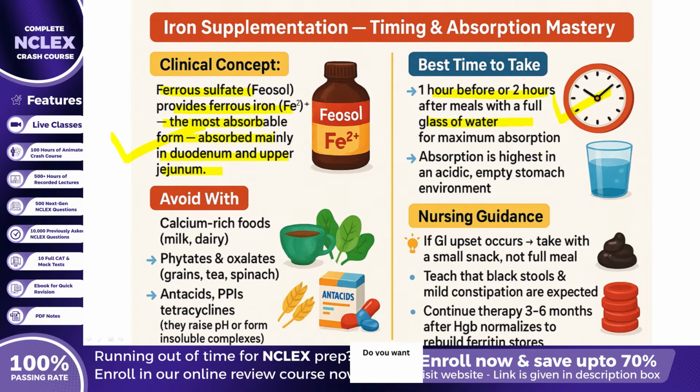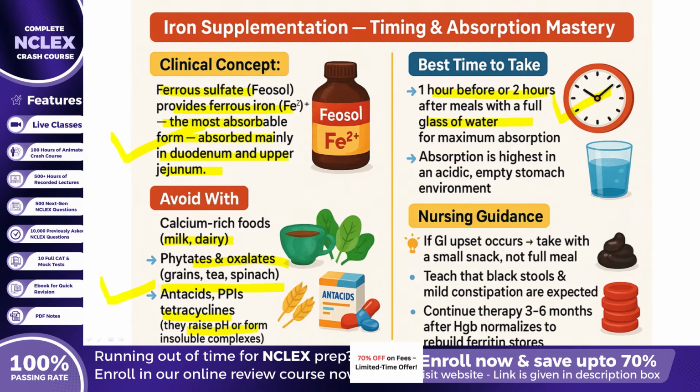Taking the medication with food, especially foods containing phytates like grains, oxalates from spinach or tea, or calcium-rich dairy, can reduce iron bioavailability by more than half. Similarly, medications such as antacids, proton pump inhibitors, or tetracyclines interfere by either increasing gastric pH or forming insoluble complexes with iron, making it unavailable for absorption. Therefore, to achieve therapeutic efficacy, the nurse should emphasize timing and avoidance of these inhibitors.